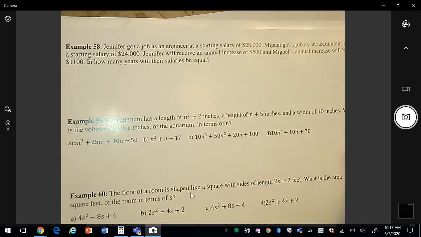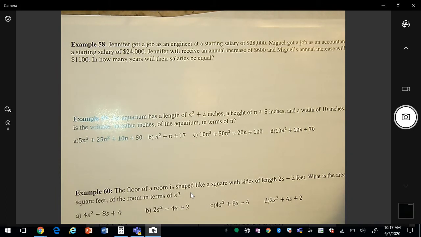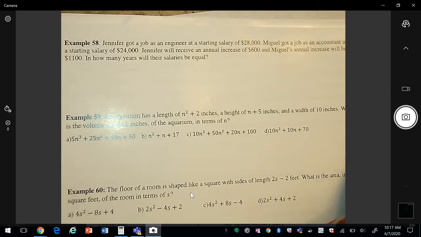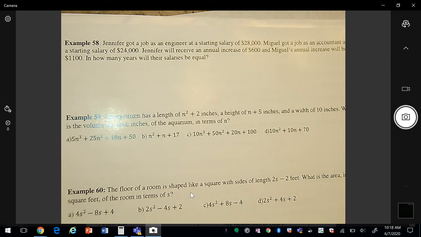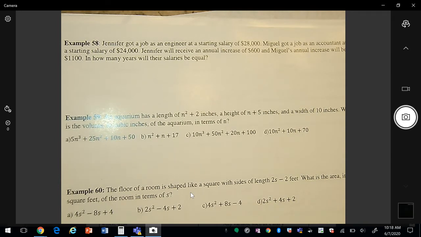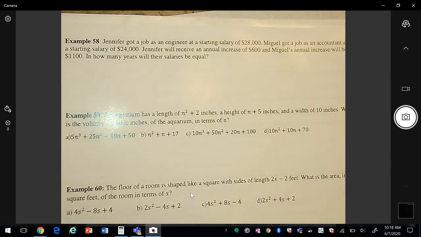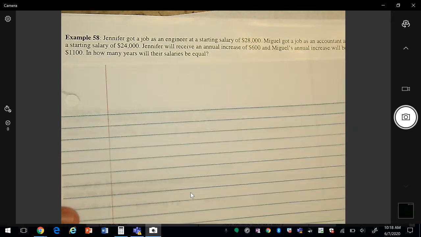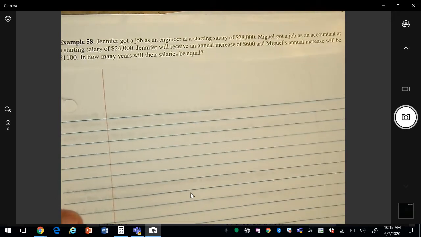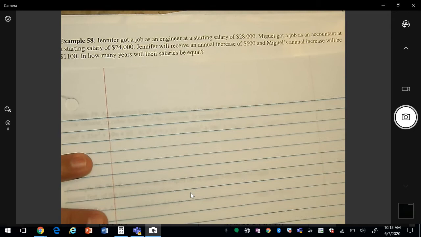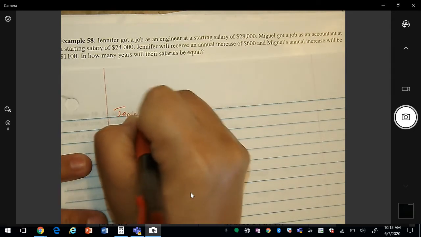Jennifer got a job as an engineer at a starting salary of 28,000. Miguel got a job as an accountant with a starting salary of 24,000. Jennifer will receive an annual increase of 600 and Miguel will increase by 1100. How many years until their salaries are equal? So for these word problems, writing mathematical equations will make the problem a lot faster. But let's say that you're stuck, then you can just kind of think through it.